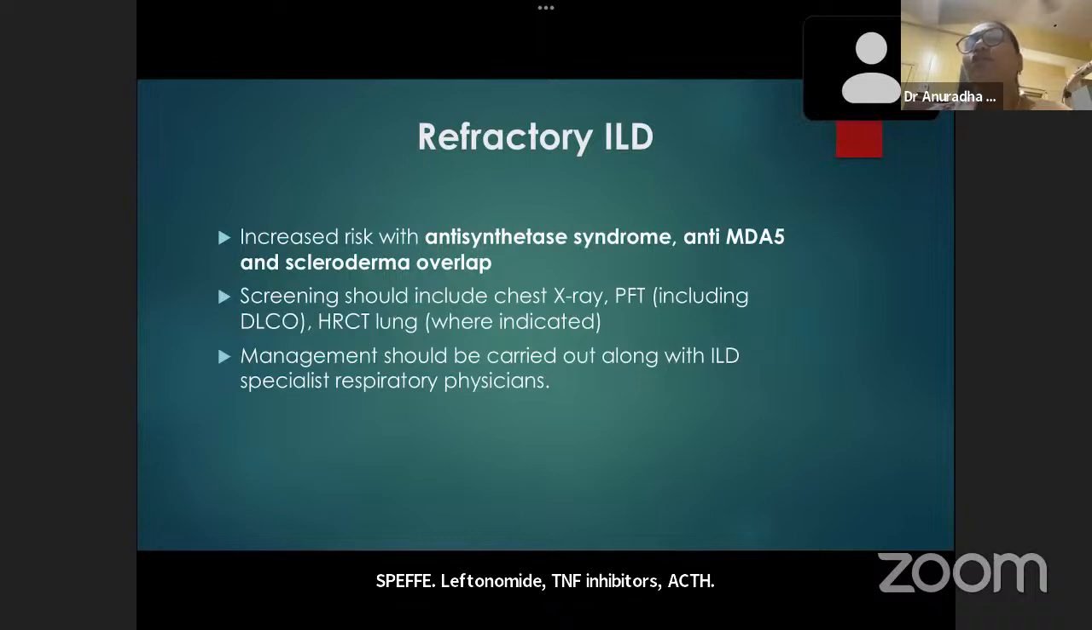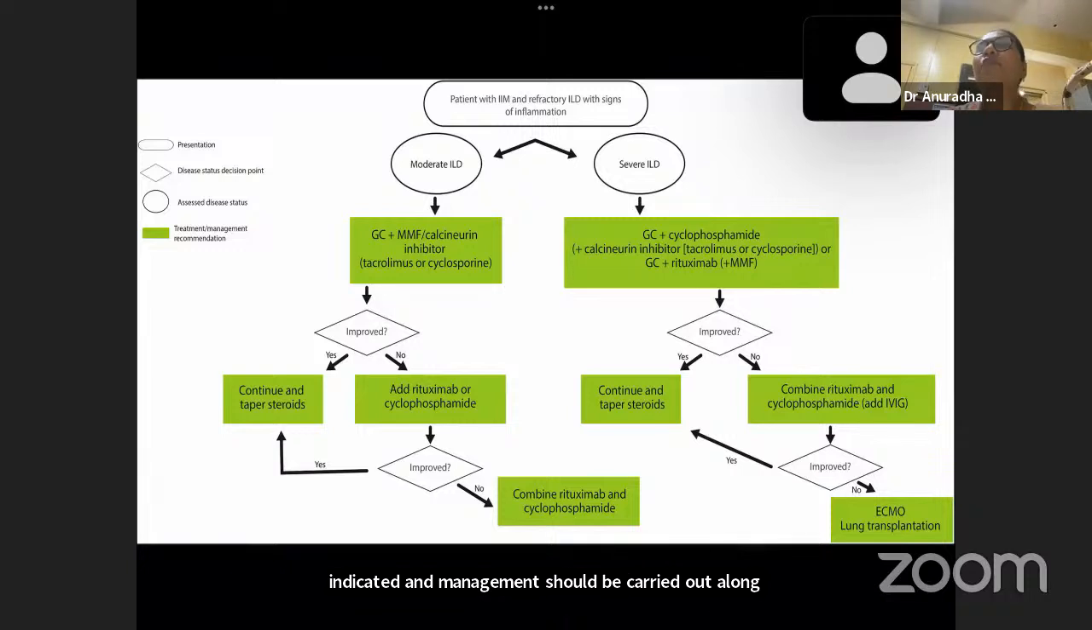Now coming to the patient who presents with refractory ILD. This refractory ILD has an increased risk with anti-synthetase syndrome, anti-MDA5 and scleroderma overlap. So we should always screen the patient for refractory ILD by chest X-ray, PFT and HRCT lung wherever indicated. And management should be carried out along with ILD specialists and respiratory physicians.